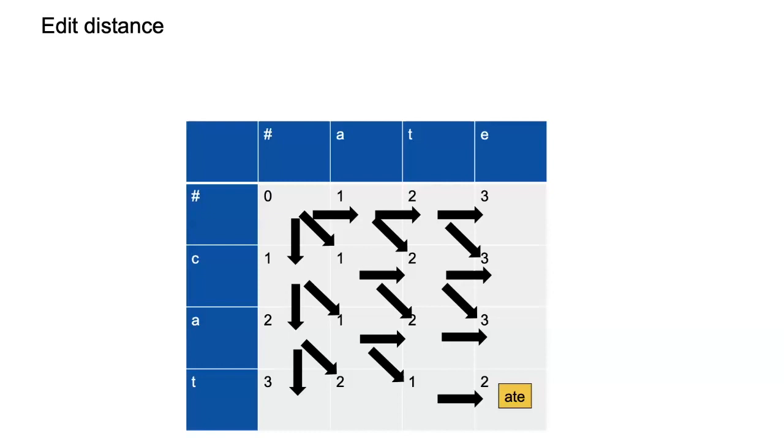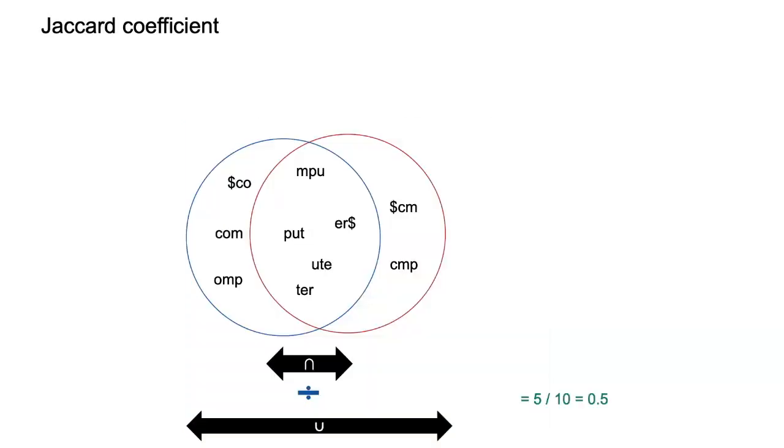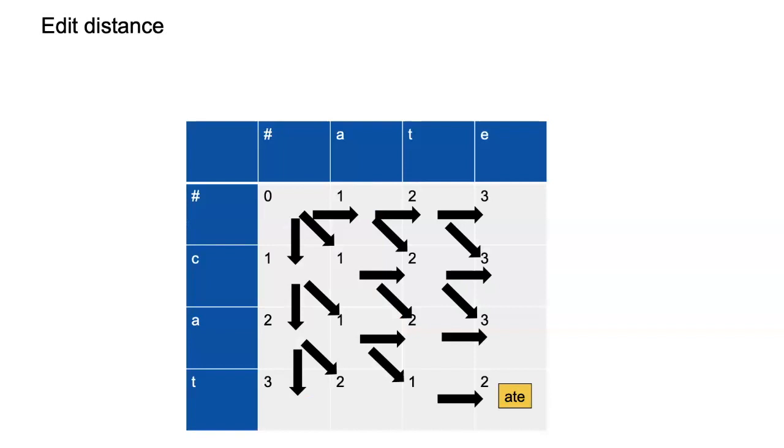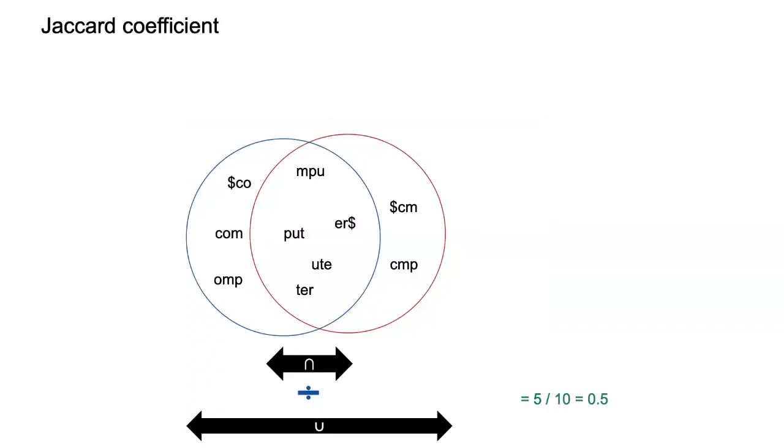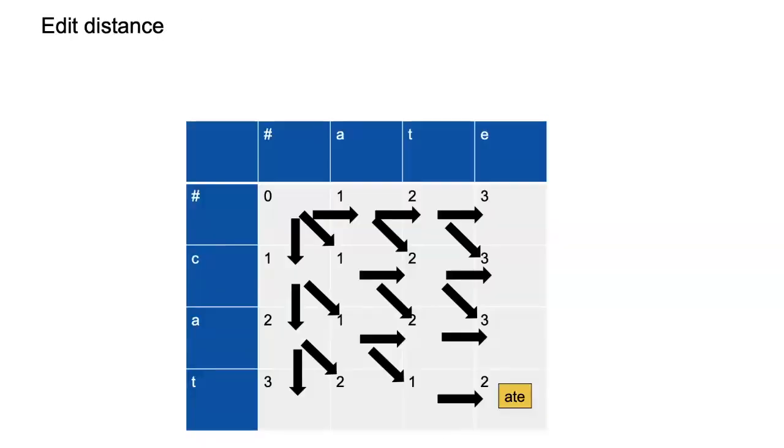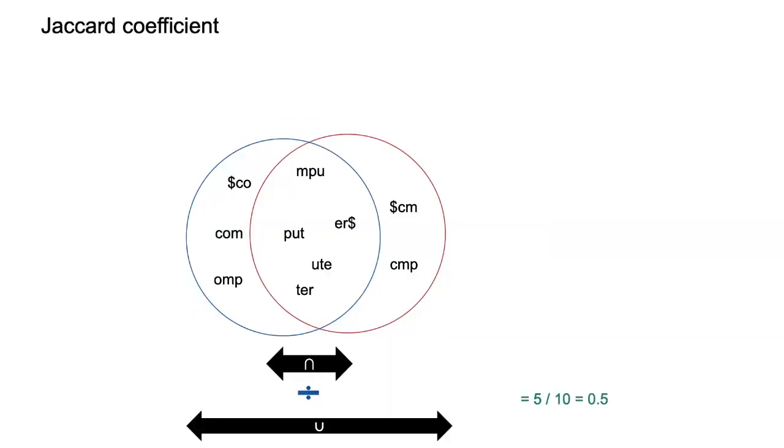And with these pointers, you can even retrieve the exact sequence of edits between the two words. Then there was yet another tool in our toolbox called the Jaccard coefficient. This also estimates how close two words are, but it's not a distance. We saw why. It's just a coefficient. It's actually large if the words are close, and small if the words are far away from each other.